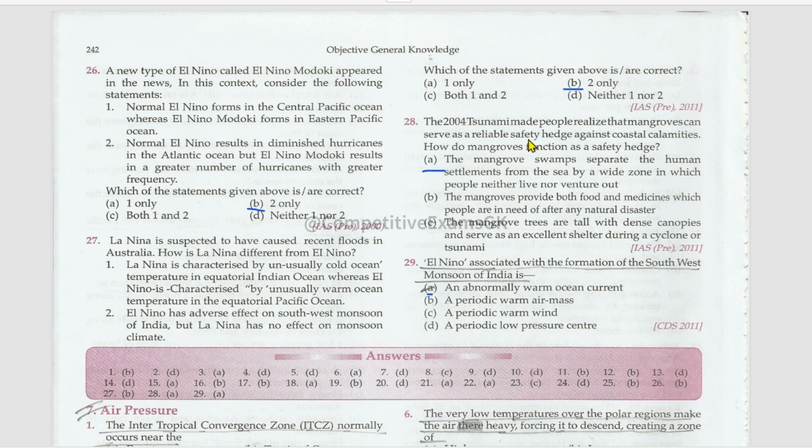The 2004 tsunami made people realize that mangroves can serve as a reliable safety hedge against coastal calamities. How do mangroves function as a safety hedge? The mangrove swamps separate the human settlements from the sea with a wide zone in which people neither live nor venture out. El Nino associated with the formation of the southwest monsoon of India is an abnormally warm ocean current.